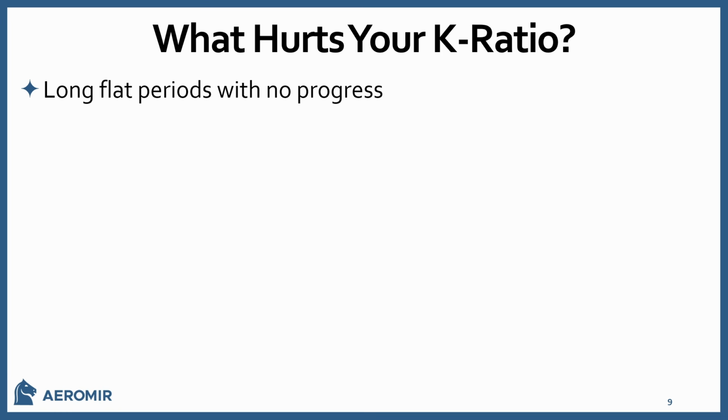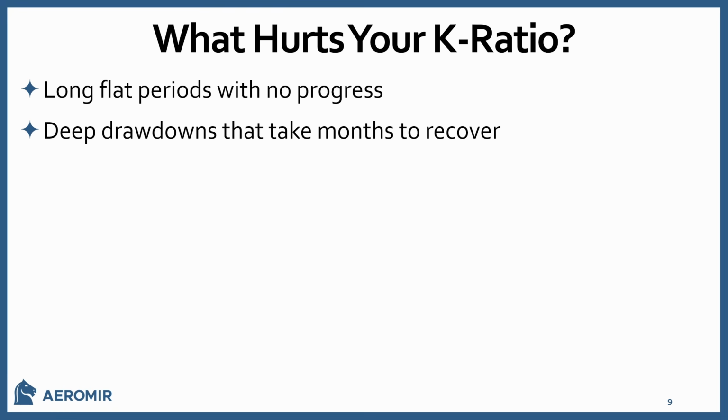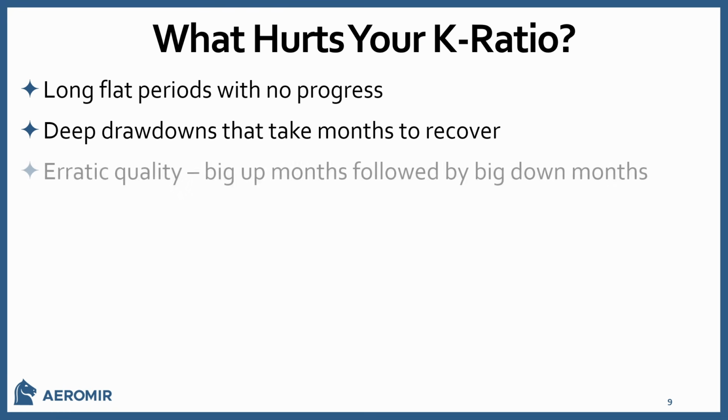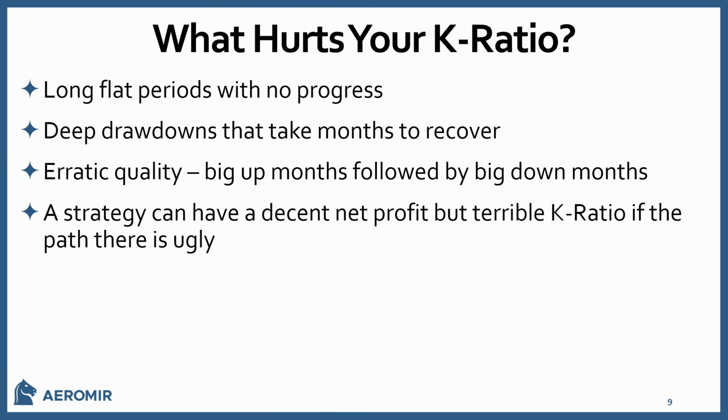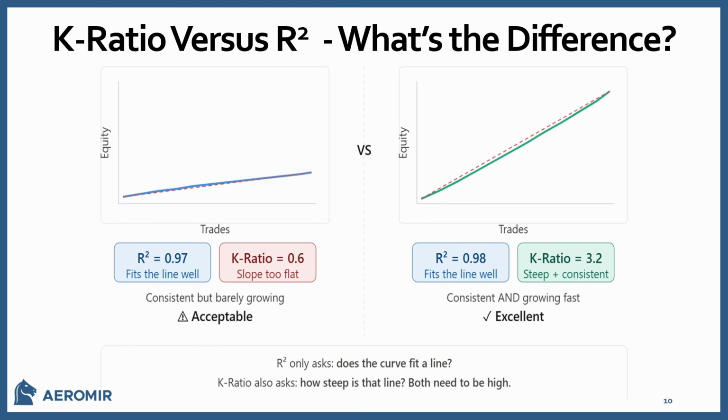So what hurts your K ratio? Long flat periods with no progress, deep drawdowns that take months to recover, erratic quality, big up months followed by big down months. A strategy can have a decent net profit but a terrible K ratio if the path there is ugly. So let's compare K ratio versus R squared.